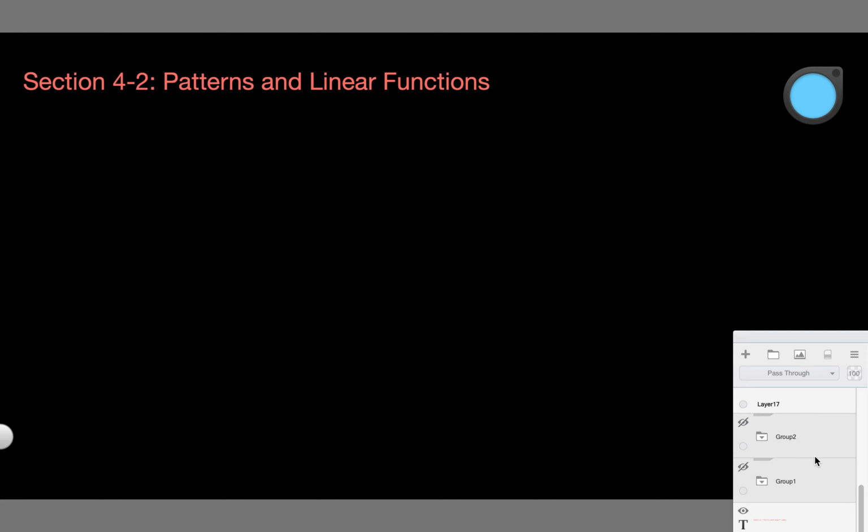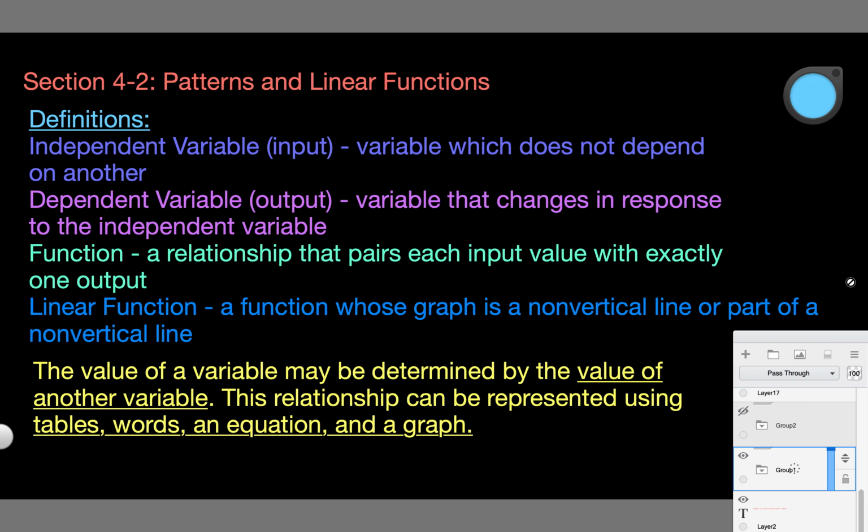So today we're going to go over patterns and linear functions. There are a decent amount of definitions that I need you to write down. The first is an independent variable. Some people like to call this the input. So you hear of input and output. The input is always the independent variable. And this is the variable that doesn't depend on another one.